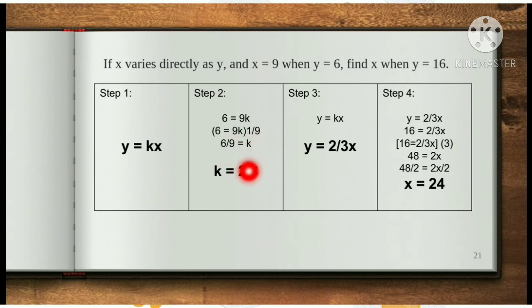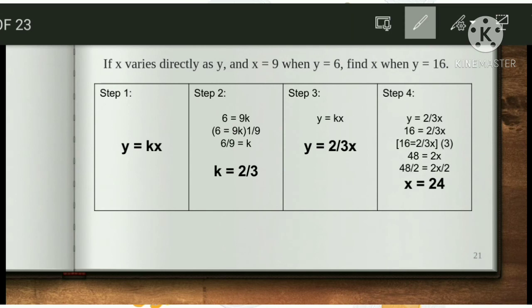We can solve for k by multiplying both sides of the equation by 1 over 9. We can also solve this using the division property of equality, but we use multiplication. So 6 times 1 over 9 is 6 over 9. And 9k times 1 over 9, we can cancel out the 9 and the 9, so the remaining term is k, because k times 1 is k. So 6 over 9 is equal to k.